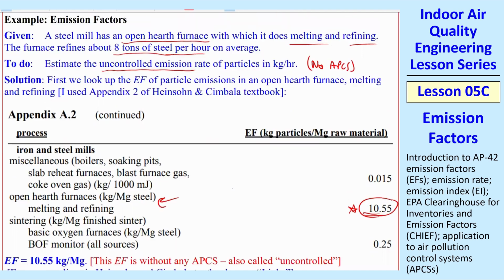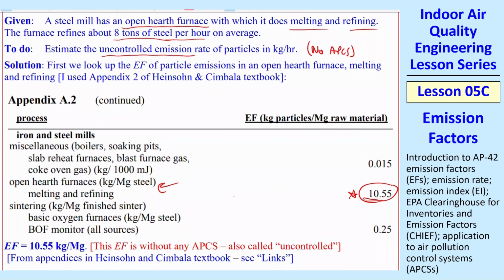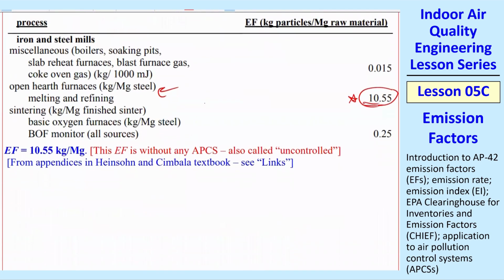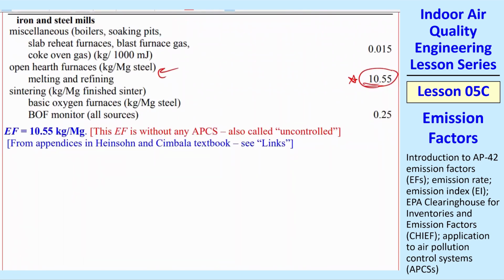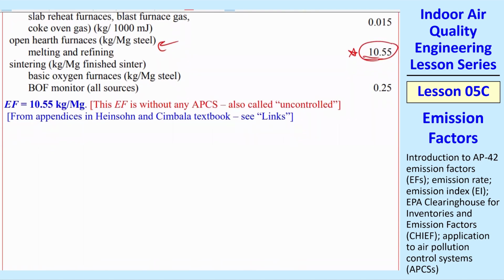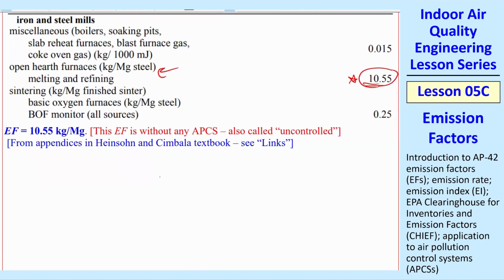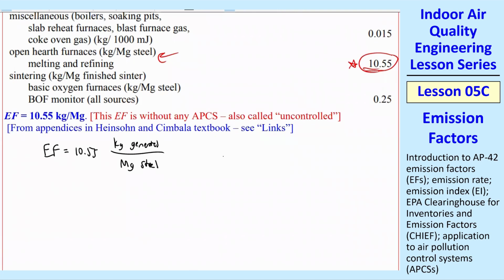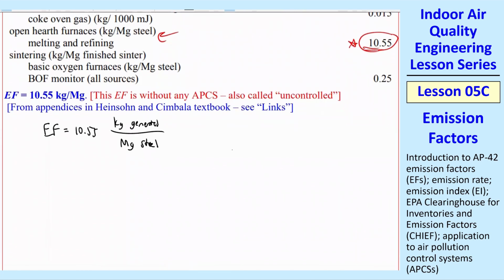So this is the process we're talking about based on the problem statement. So here's my EF. And now we need to come up with some equations. So this is a little bit tricky. You just have to come up with your own equations, typically based on the units. So what I usually do is just write the EF, 10.55. This is kilograms generated per megagram of steel that's produced, and we can make our equation based on the units.